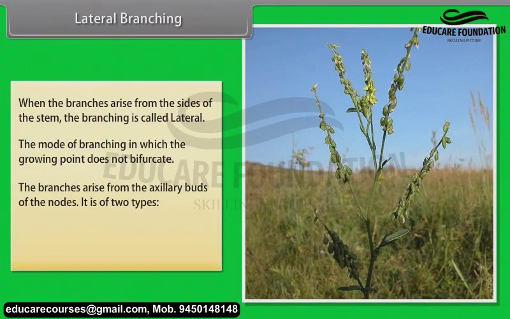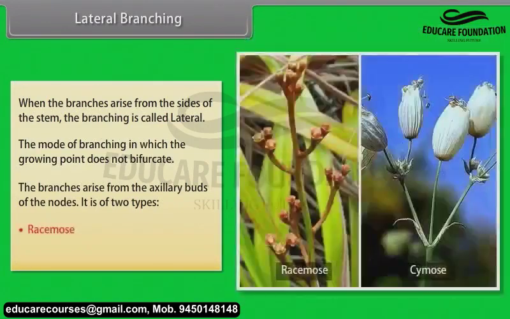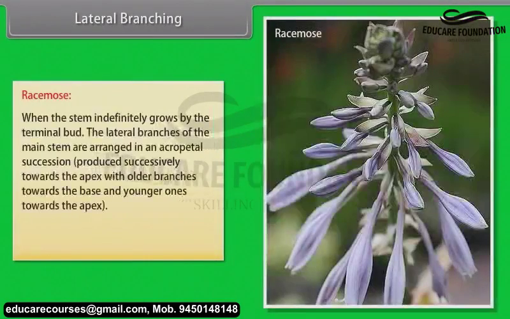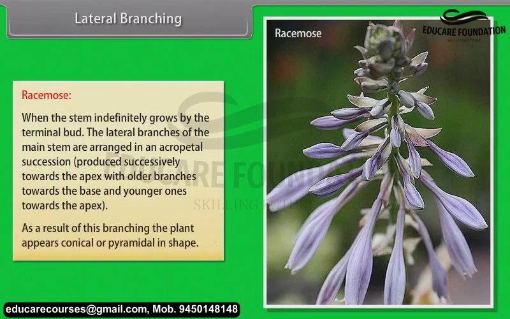It is of two types: racemose, cymose. Racemose. When the stem indefinitely grows by the terminal bud, the lateral branches of the main stem are arranged in an acropetal succession, produced successively towards the apex, with the older branches towards the base and younger ones towards the apex. As a result of this branching, the plant appears conical or pyramidal in shape.